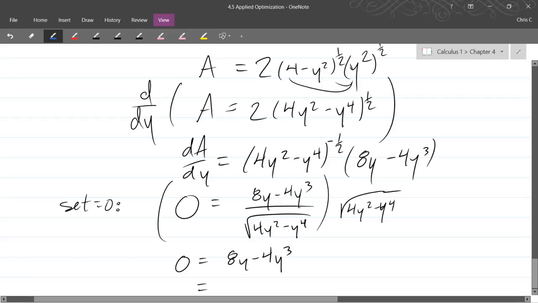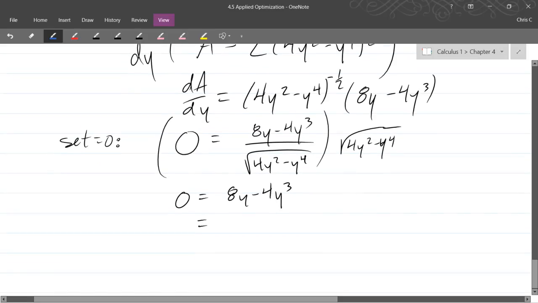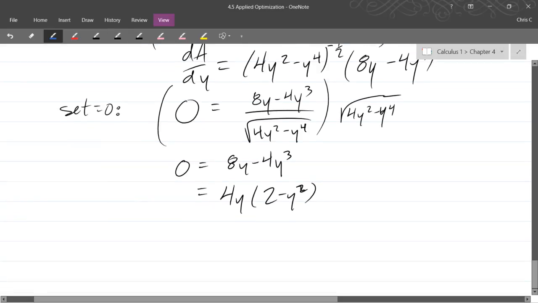So once you have the derivative, I just rewrote the negative half power as 1 over square root. And then, well, I'm setting it equal to 0. And then fractions suck, so multiply by the denominator. That's not how you make a fraction equal to 0. The denominator is not really relevant, so we'll get the denominator out. How do we solve for y now? Factor out 4y. So we get 4y times 2 minus y squared.